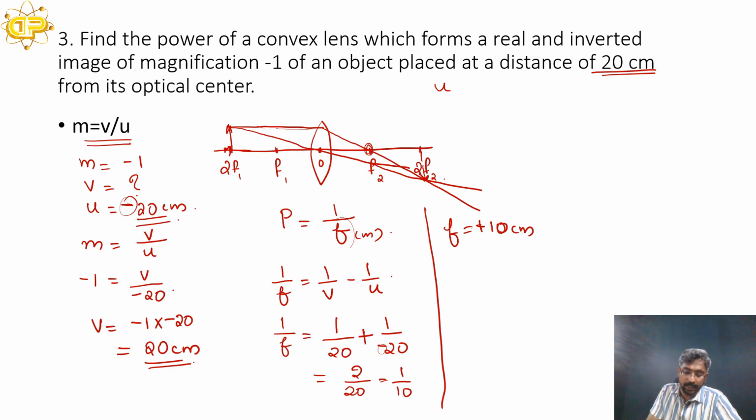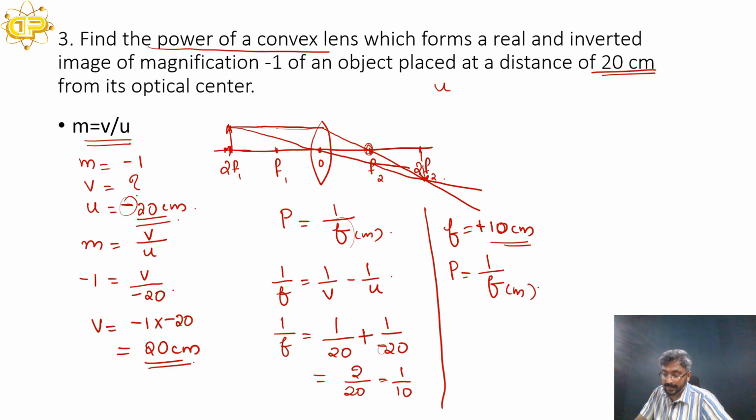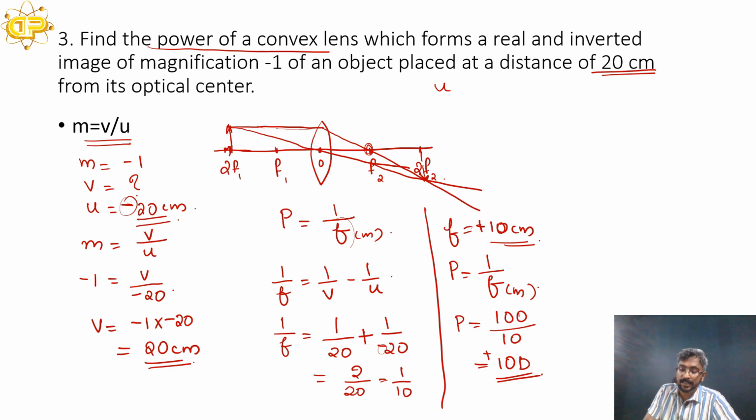Now from the basic equation, you need to find the power of a convex lens. Power of a convex lens is defined as 1 by f, and it should be expressed in meters, but this is in centimeters. So let us see what happens. Power is equal to 1 divided by 0.1 meter, that is equal to 10 diopters, a positive value. Why? Because it is a convex lens, and a convex lens will always have a positive power. I hope you got the point.